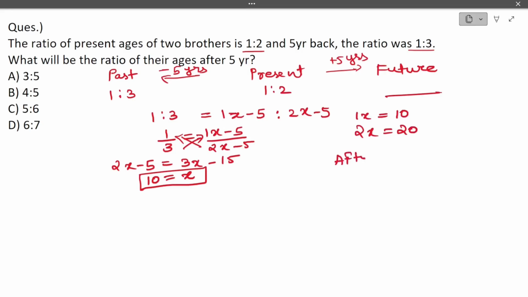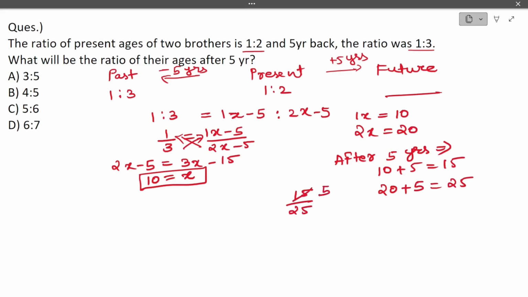After 5 years, the ages will be what? For the age which is currently 10, the next age will be 10 plus 5, which is 15. And for the one whose age is 20 as of now, after 5 years, their age will be 25. And we need to find the ratio of it. So 15 by 25. 5 3s are 15 and 5 5s are 25. We cannot cut it further, so this will be our final ratio. The correct answer for this question will be option A, which is 3:5.